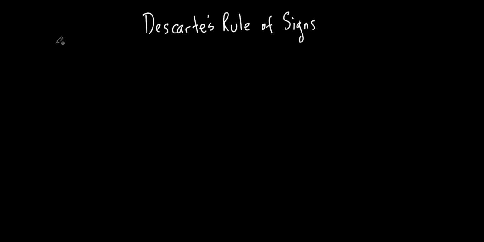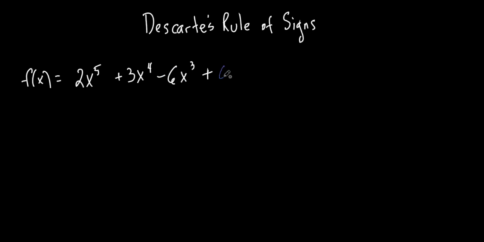Let me write down that polynomial that we started with again, since it's way up top. It's 2x to the fifth plus 3x to the fourth minus 6x cubed plus 6x squared minus 8x plus 3.